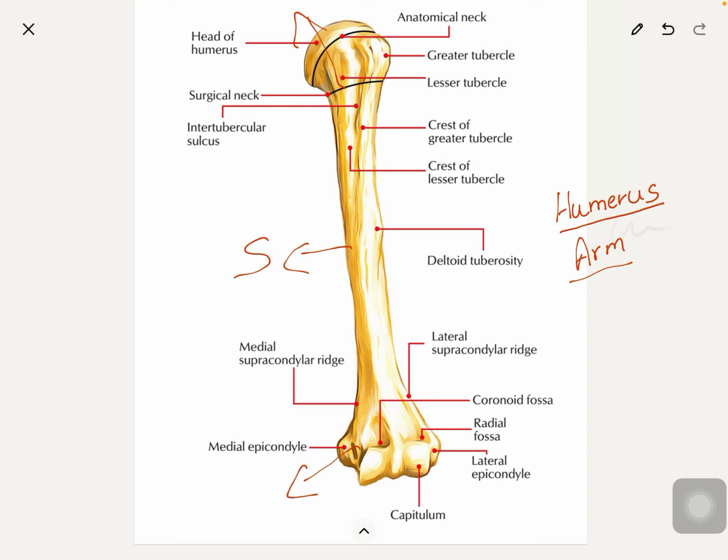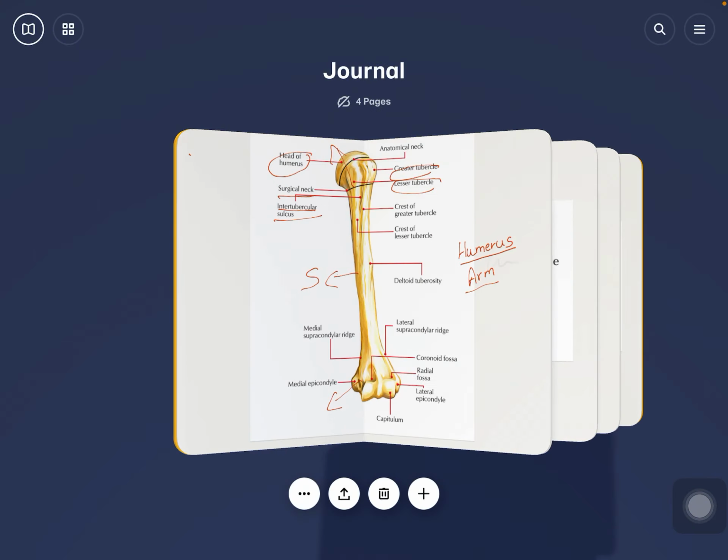The head. It is a part of the upper end. The upper end presents the head of the humerus, and also it contains the greater tubercle, lesser tubercle, intertubercular sulcus and the neck. So these are the parts of the upper end: head of the humerus, greater tubercle, lesser tubercle, neck, and intertubercular sulcus. We will see the next picture for this upper end, which will be useful for you.